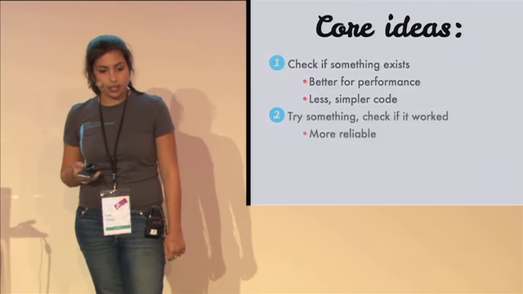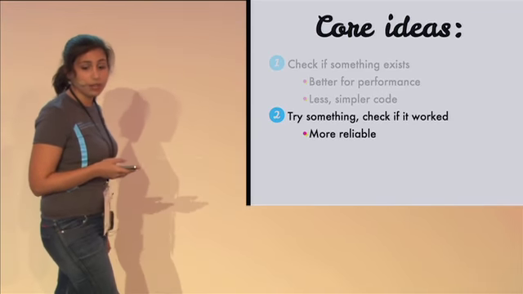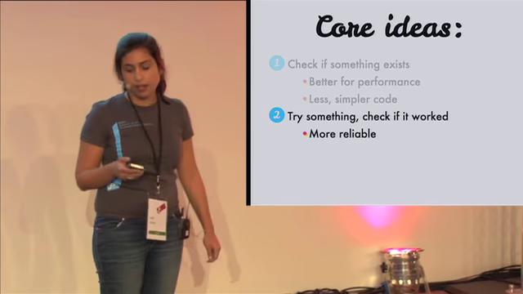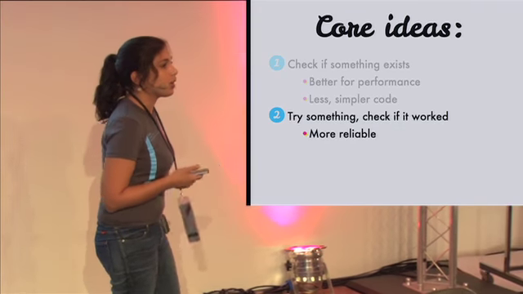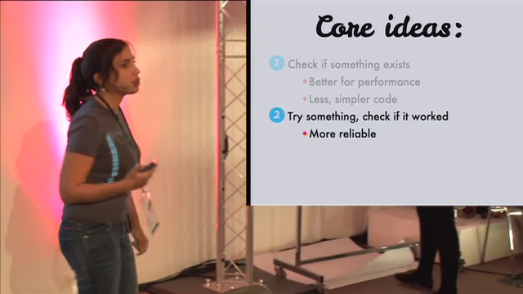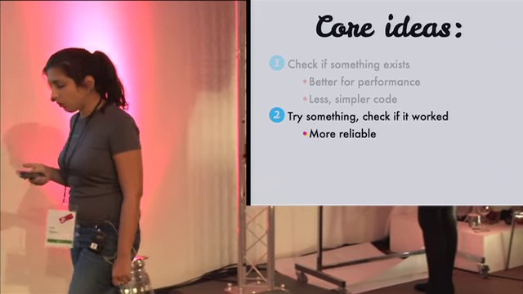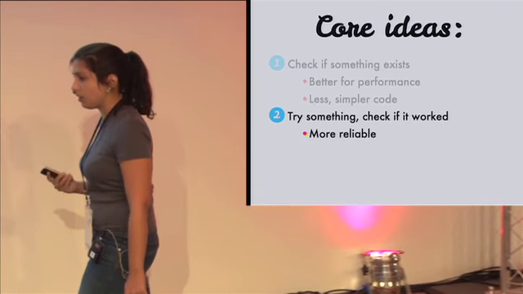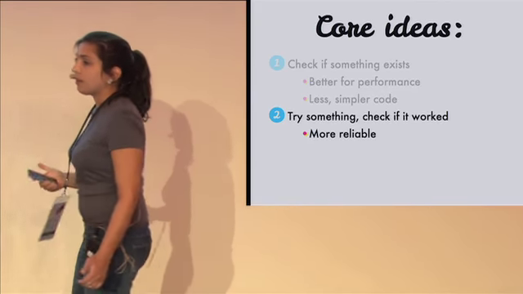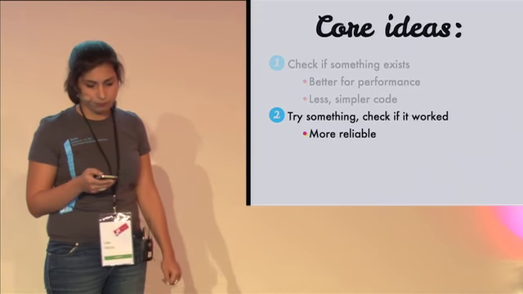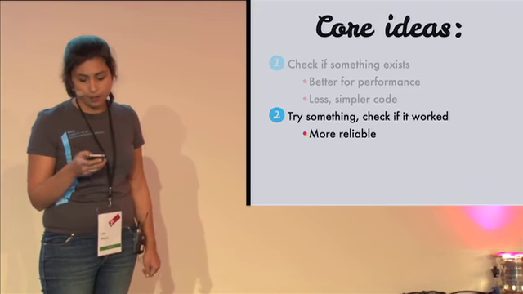Which brings us to the second core idea, trying something and then trying to check if it worked. That's much more reliable because you actually check the functionality. You don't assume that just because it's there, it works. But it's also much more verbose code. It's much bigger and it's much slower than just checking if something is there. But sometimes it's the only way.